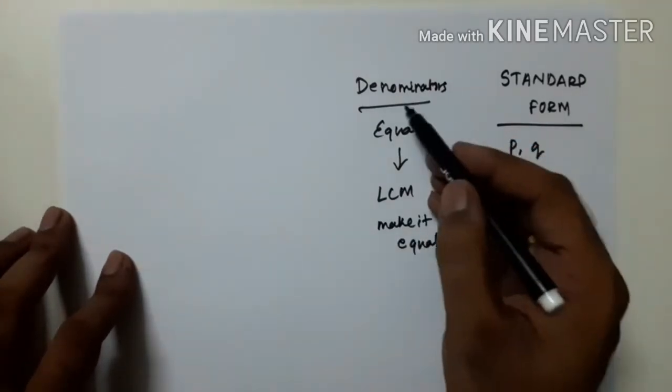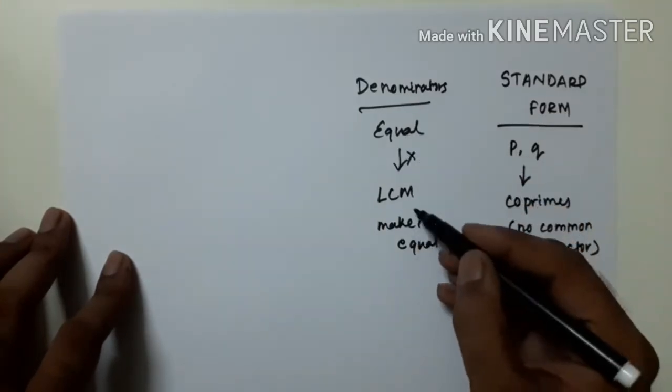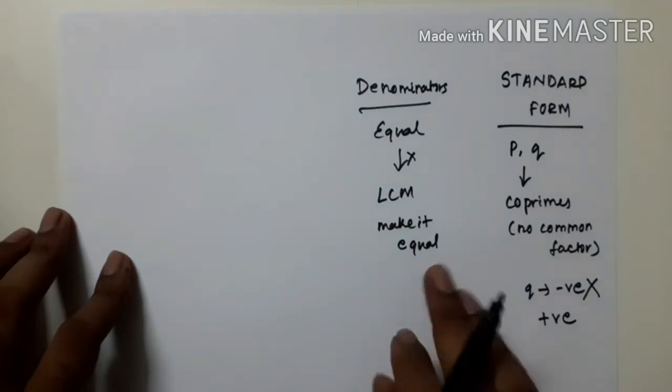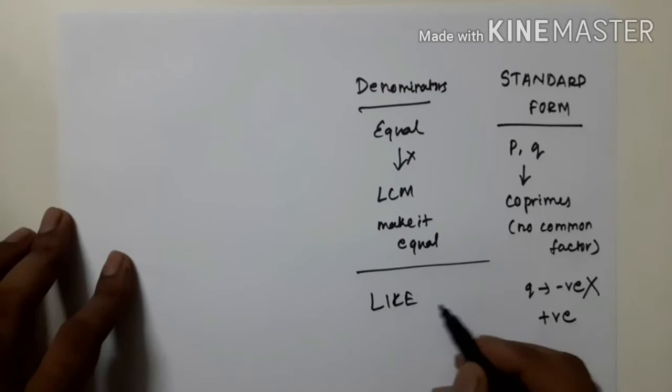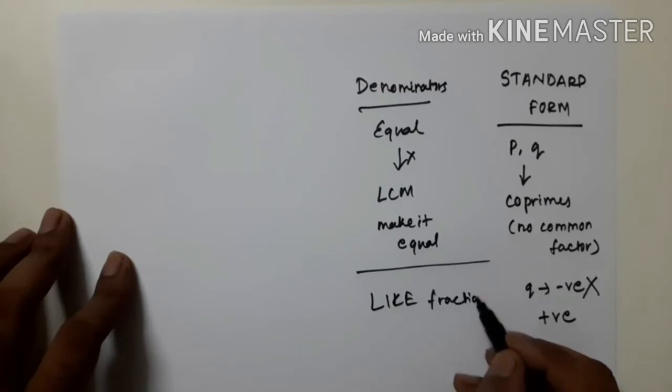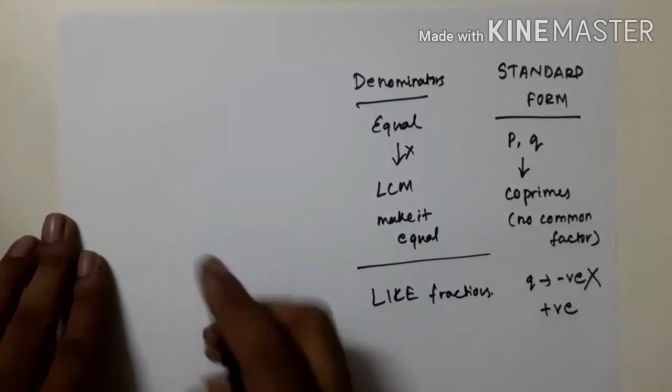So first you have to see whether denominators are equal or not. If they are not equal, you have to find out the LCM and make them equal. After that, we will compare the way we compare for like fractions. So let's start. Let's take an example here.